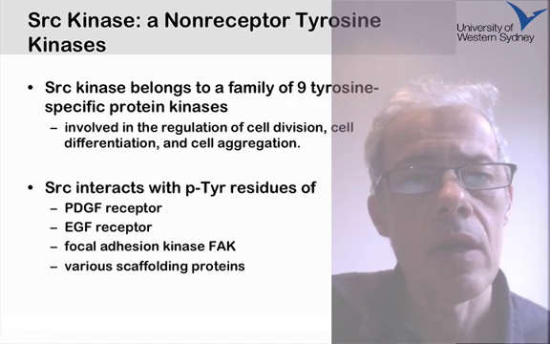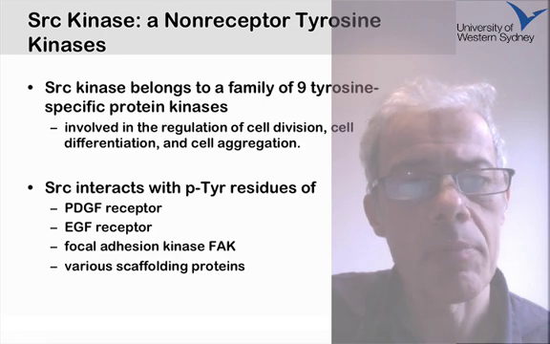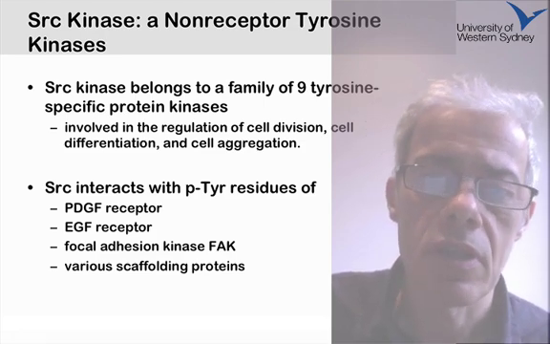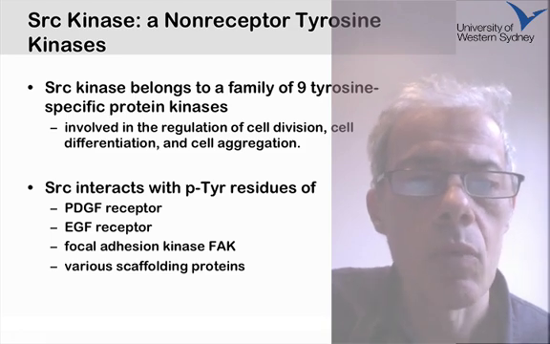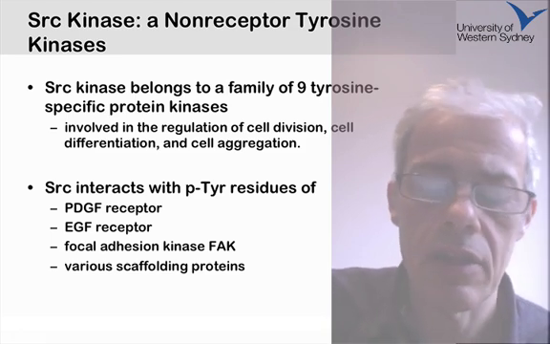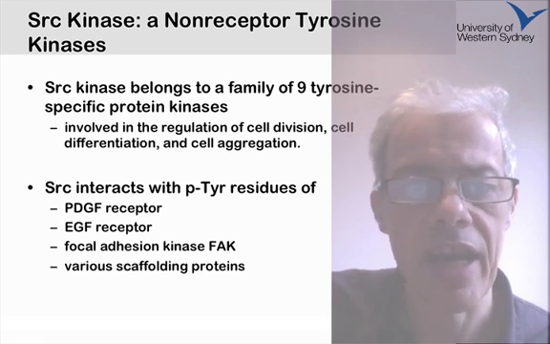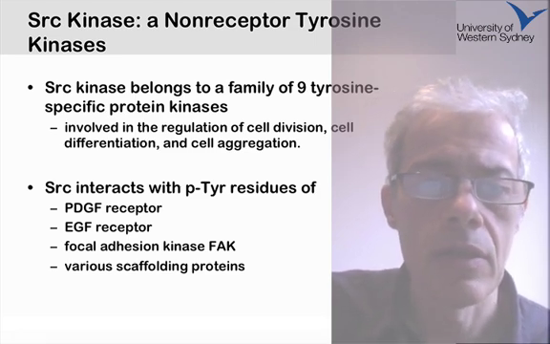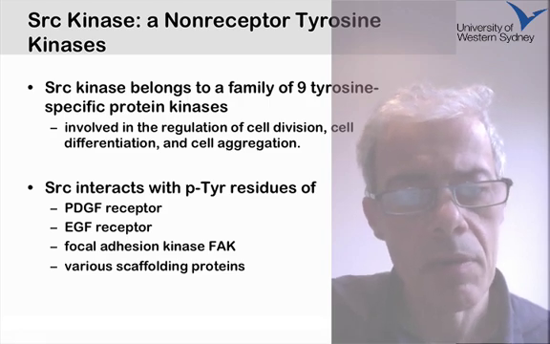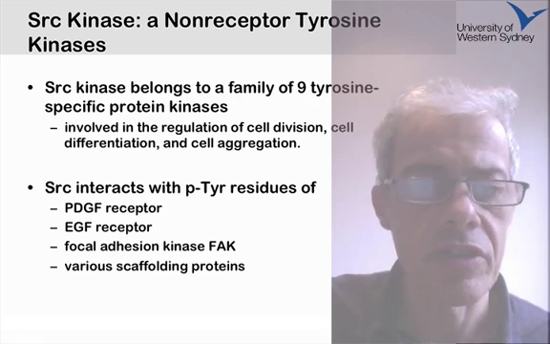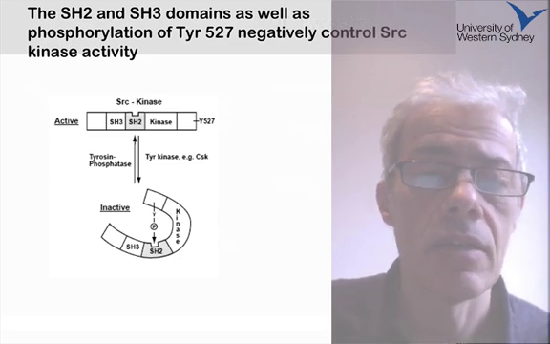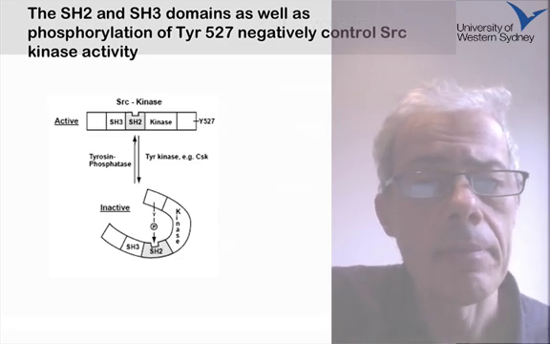There are two examples of non-receptor soluble tyrosine kinases that we look at. One of them is the Src kinase, and the other one we'll look at a bit later are the JAK proteins. So the SRC protein can interact with a bunch of different receptors, and it was actually the first tyrosine kinase discovered.